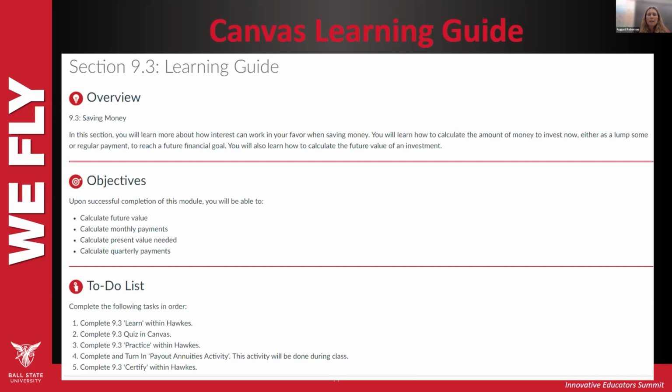And then the last thing that they see in their learning guide is their to-do list. These are the tasks that they're going to have to complete to be successful for this section, and just the order in which they're going to be completing these tasks. So it just gives them an overview of what this section is going to look like, kind of the things that they're going to be doing in class and outside of class throughout this section.